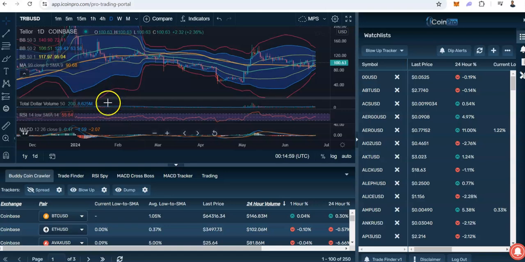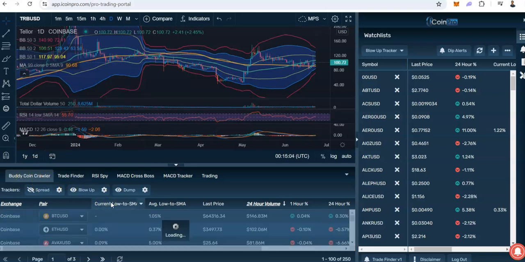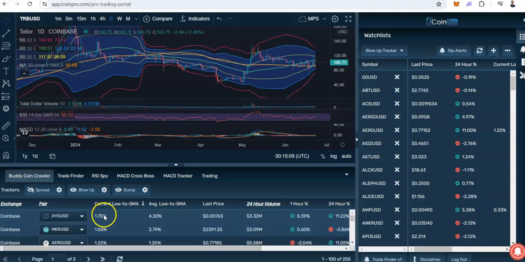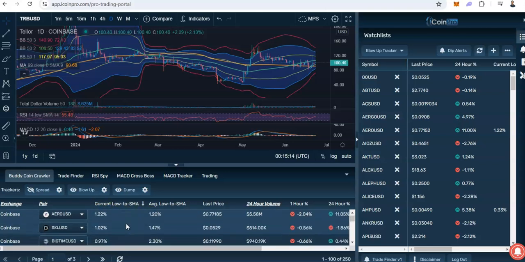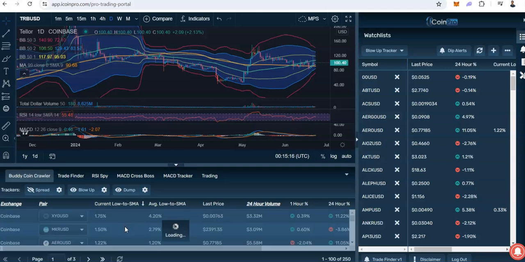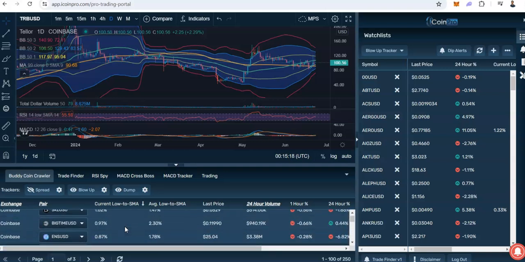So ready, go. So we use Buddy Coin Crawler. We're going to click right here once. Click right here again. And that organizes from top to bottom, highest to low. And we're looking for this number to be bigger than this number. And we don't see any of these numbers that are bigger than that number.